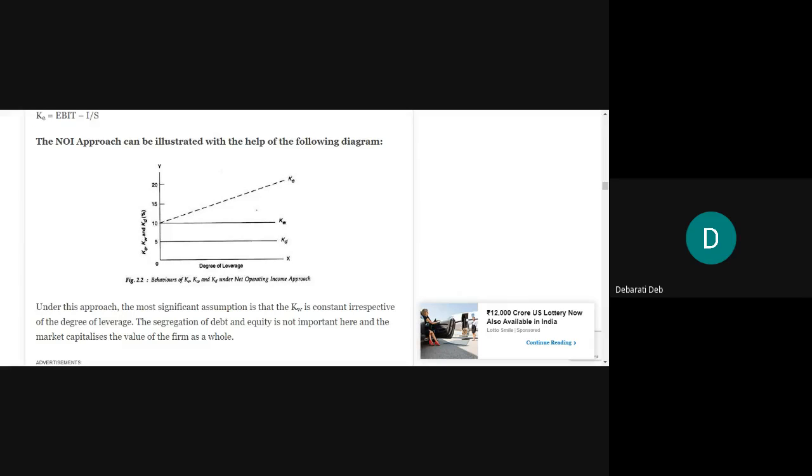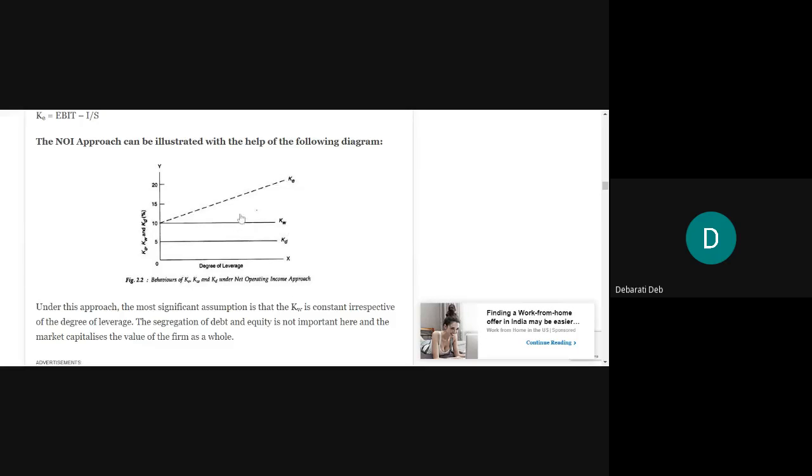You will have to write the assumptions, you will have to draw the diagram, and then you will have to explain what is happening in the capital structure, or what is happening with the different costs of the firm. So you will give the heading as behaviors of KE, that is cost of equity, KW, that is overall cost of capital, and KD, that is cost of debt, under the net operating income approach.